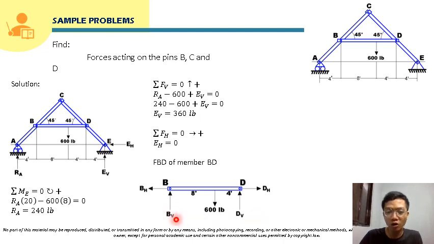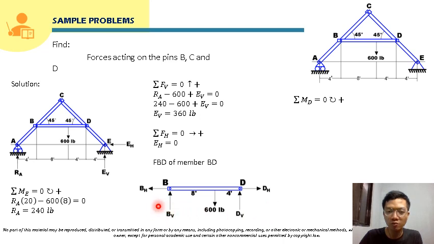To solve for BV and DV, we can actually take a moment. Let's say we take moment here at D, we can solve for BV. And if we already solved for BV, we can solve for DV by summing up forces vertical. So let's start our solution here.